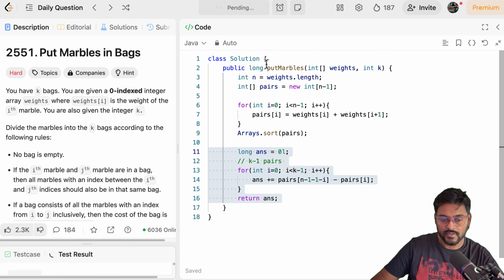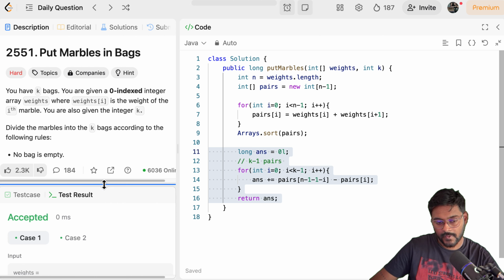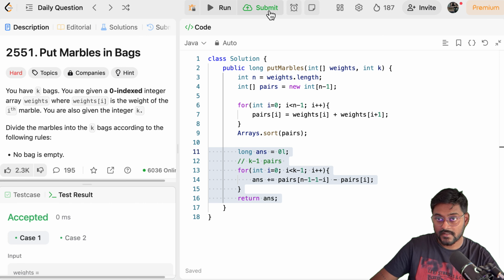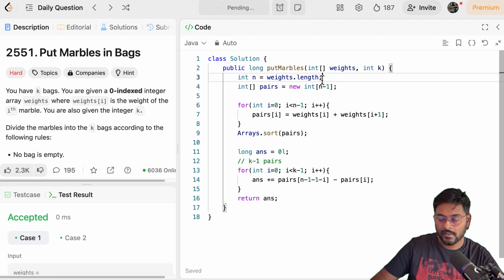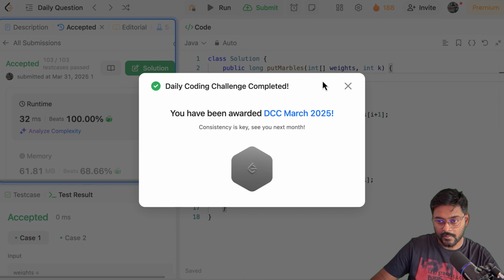Let's run our sample test cases. Sample test cases are passed. I'm submitting the problem. It got submitted successfully and we have completed the March month as well.